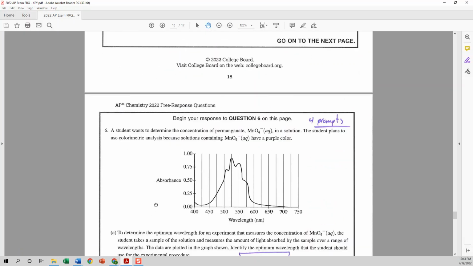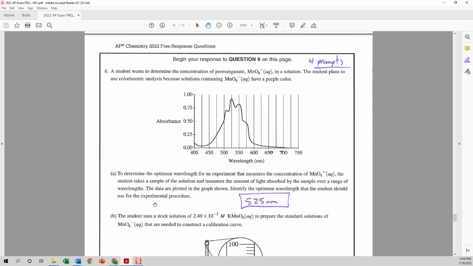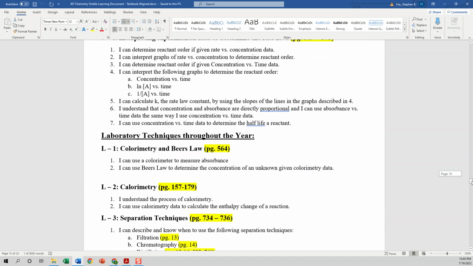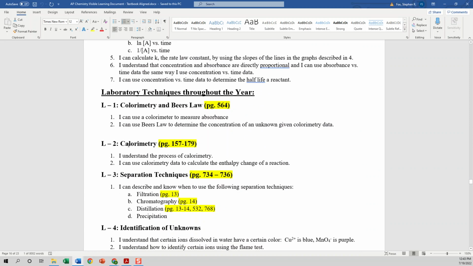All right, let's keep rolling to number 6 here. Number 6, they give us this thing, absorbance versus wavelength. A student wants to determine, and real quick, I just want you to see number 6. Number 6 is all lab stuff. Now, if you go to 6BII, that is lab stuff or 2-2-7, but it's basically all lab technique stuff. And it's basically L-1, which is, if we go to the lab stuff, which is right now, it's colorimetry, not calorimetry, colorimetry in Beer's law.